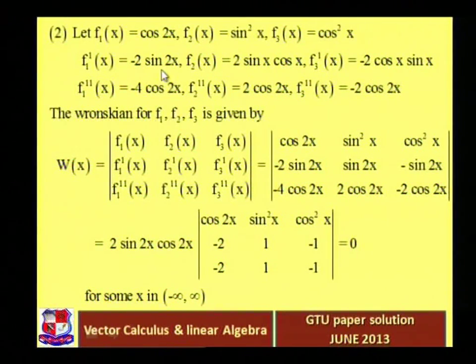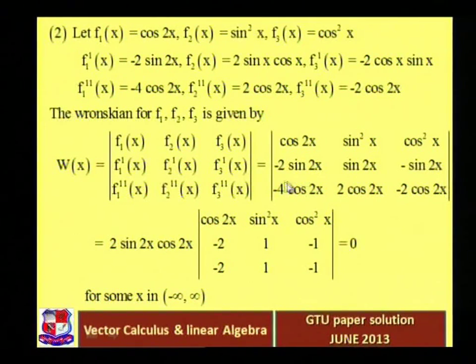Now the derivative of minus 2 sin 2x is minus 4 cos 2x, and the derivative of sin 2x is 2 cos 2x. Again the derivative of minus sin 2x is minus 2 cos 2x. Put all these values in this Wronskian determinant. The formula of the Wronskian determinant is that the first row is f1, f2, f3, the second row is f1 dash, f2 dash, f3 dash, and the third row is f1 double dash, f2 double dash, f3 double dash. So put all these values in this determinant. Cos 2x, sin square x, cos square x; minus 2 sin 2x, sin 2x, minus sin 2x; minus 4 cos 2x, 2 cos 2x, minus 2 cos 2x.